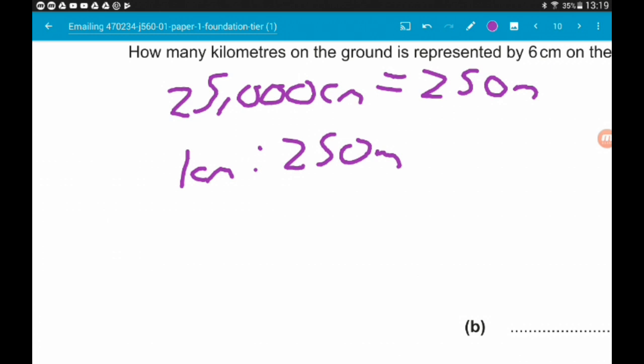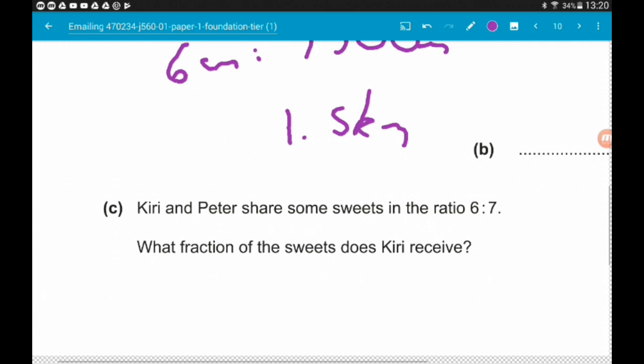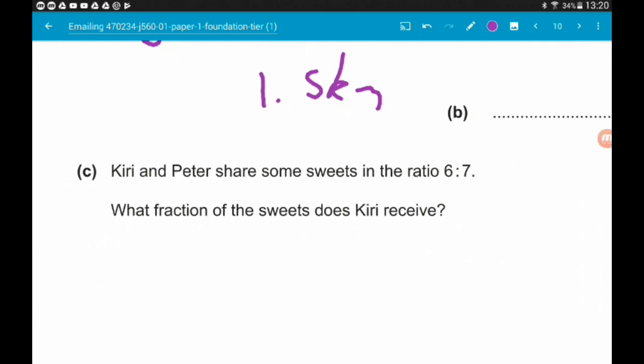So if we multiply both sides of that by 6, 6 centimeters is 6 times 250 meters, which is 1,500 meters. So that in kilometers is 1.5 kilometers. Good times.